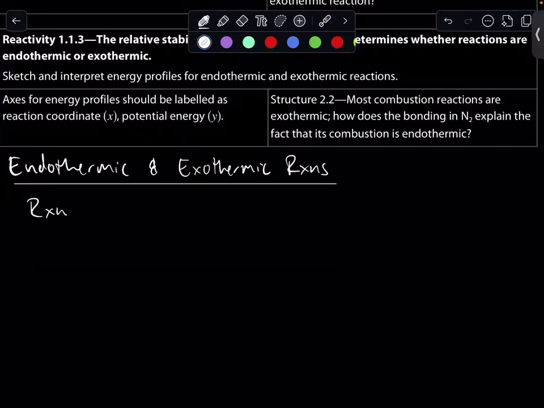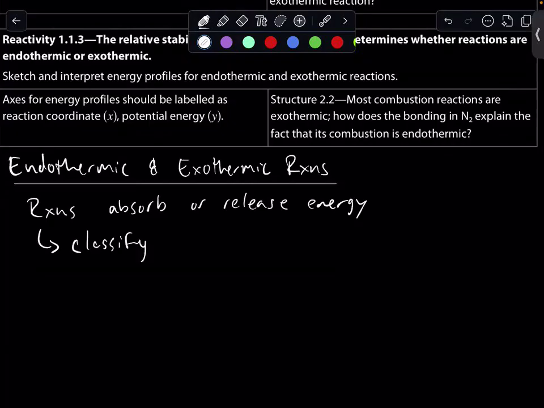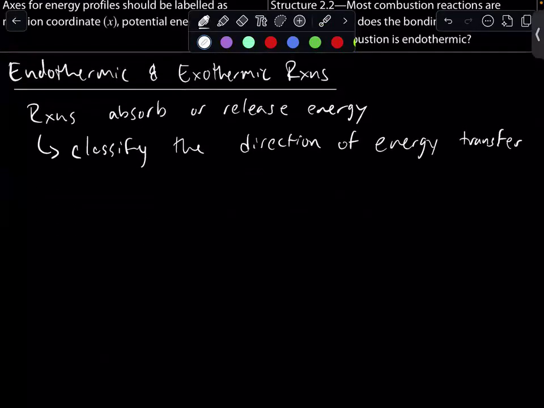We discussed how reactions either absorb or release energy, and this is what this whole unit's going to be about. This is basically what we do when we classify the direction of energy transfer. When we talk about absorbing and releasing, that means from what to what. So generally what we do is we look at systems and surroundings.